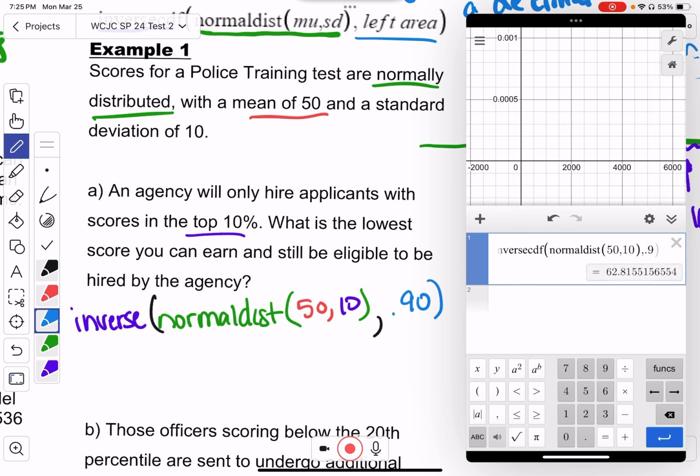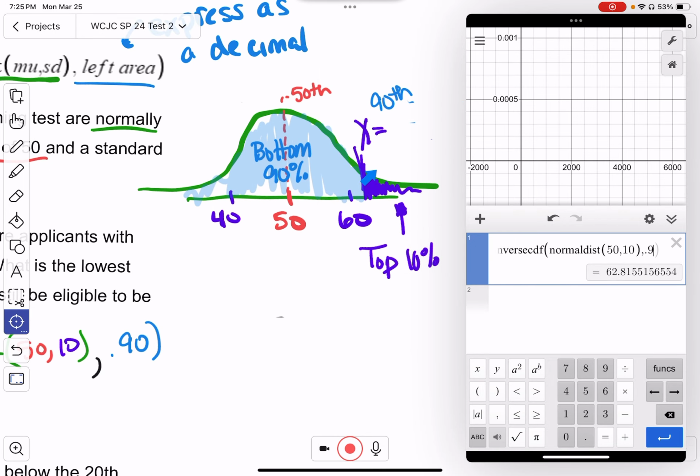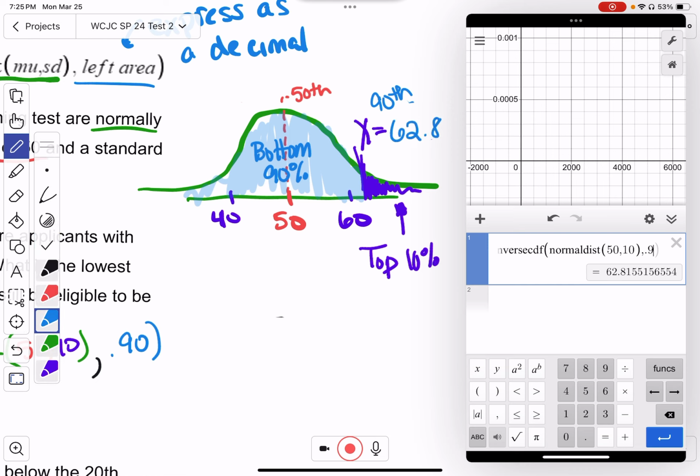When I do that, I see that my x is equal to 62.8. That value corresponds to something out here that makes sense. We can see it makes sense because we know it has to be bigger than the median, which in this case is 50, and it's sitting somewhere on the right-hand side. So that's 62.8.